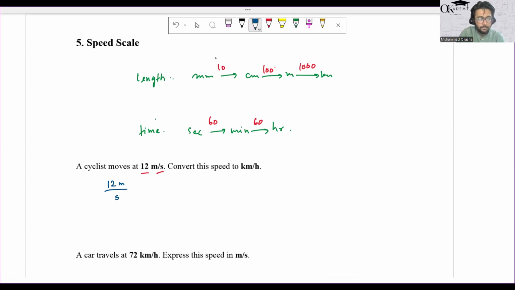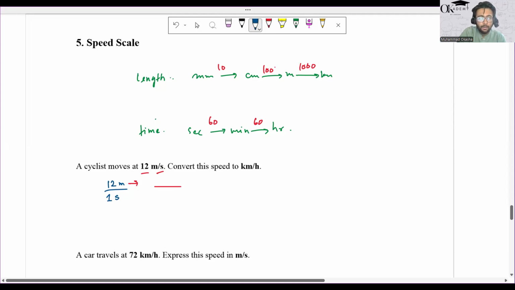Is it division? Meters per second. I can write it as meter per second. Okay, you can write it like this. It's still division. Now, do the conversion for top and bottom. You want to convert 12 meter per second, which means 12 meter divided by 1 second.